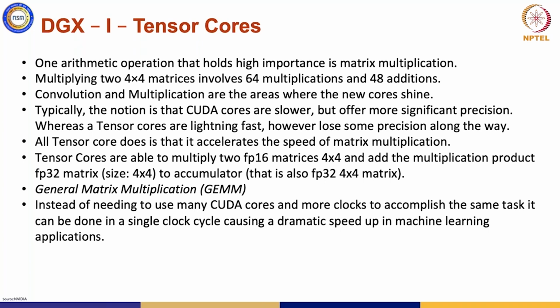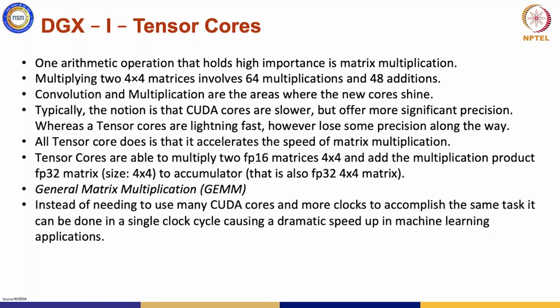So the whole GPU is made up of two types of cores. One is the CUDA core and another one is the tensor core. Notionally, CUDA cores would be a bit slower, but they will give you significant precision. Whereas a tensor core is very, very fast, and to compensate for this speed, you lose some precision. So all a tensor core basically does is accelerate the speed of your matrix multiplication.